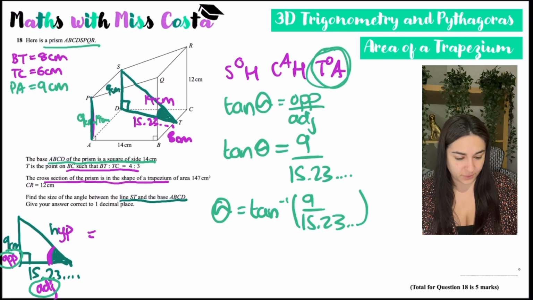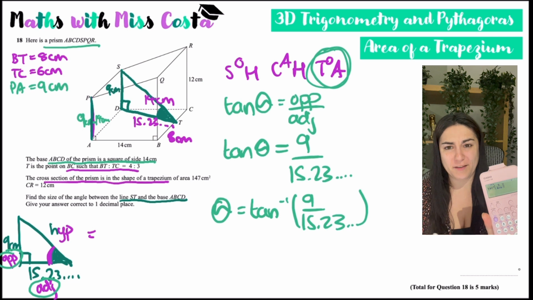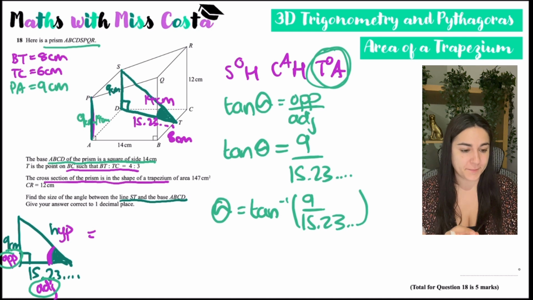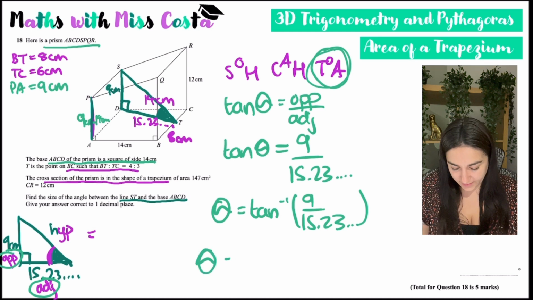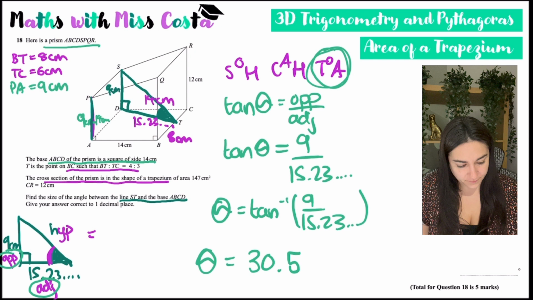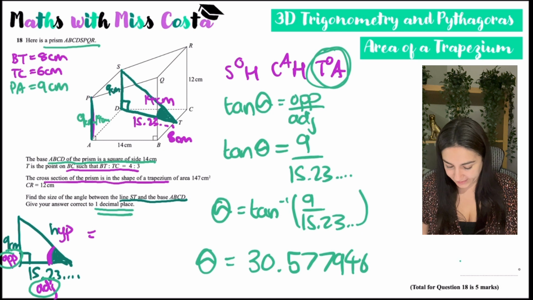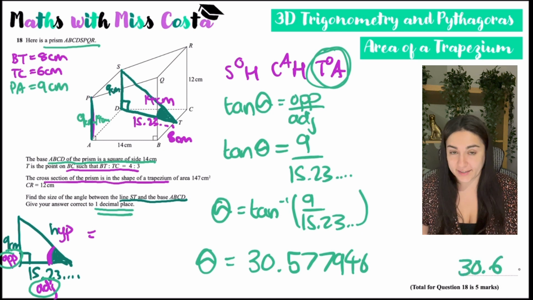over 15, oh sorry, I had it saved as the answer. And you close the bracket. So remember that if you have whatever your last calculation was, that's the answer, so you can press the answer button instead of typing out all of the decimals again. And that gives me theta must be 30.577946 and so on. It says give your answer correct to one decimal place, so that would be 30.6.